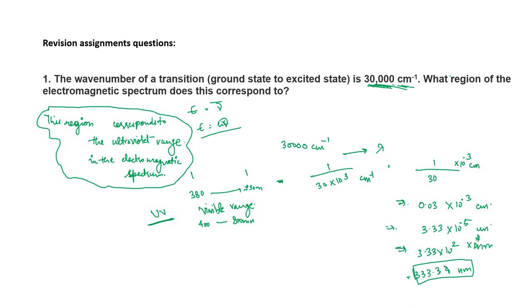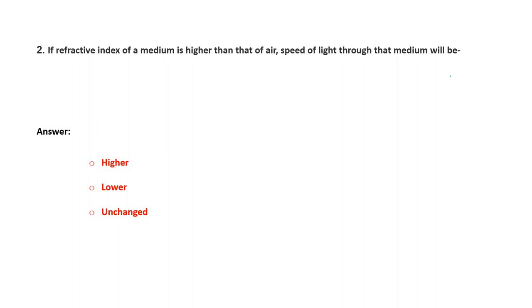Okay, so we'll go to the next question. That is, if the refractive index of a medium is higher than that of air, the speed of light through the medium will be. Okay. So, see, refractive index is what? If you go by definition, refractive index is the sine of the angle of incidence upon the sine of the angle of refraction. Right?